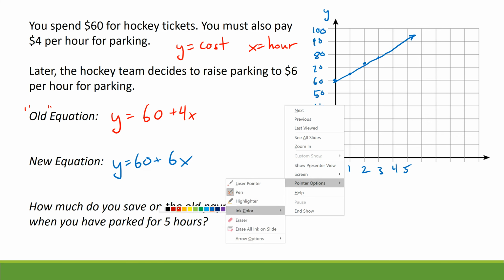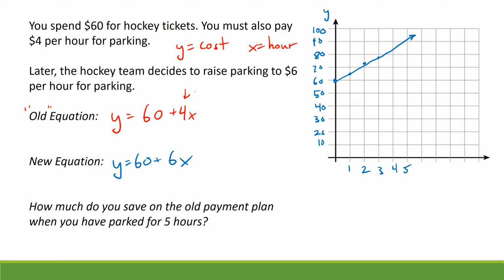Because I have a lesser slope, and the reason I have a lesser slope is because I'm paying less per hour for parking. So starting at 60, I go up 4 over 1, up 4 over 1, up 4 over 1. It's looking something a little more like this. So they both start at the same value because we're paying $60 for tickets in each case, but red is going up less than blue.